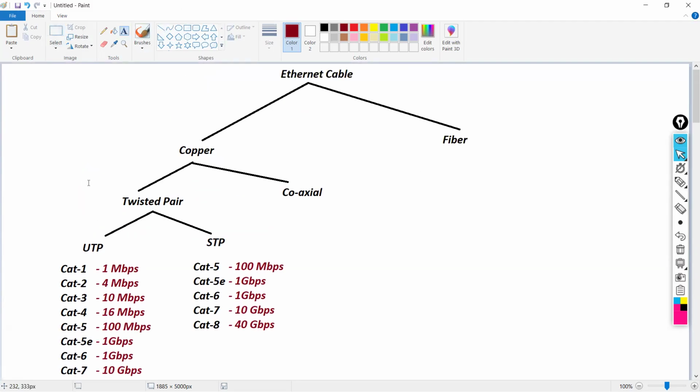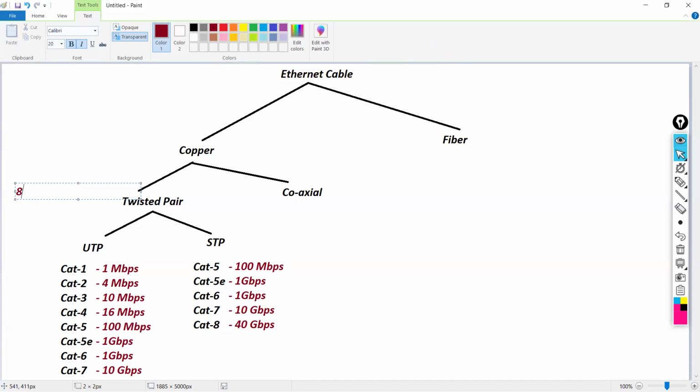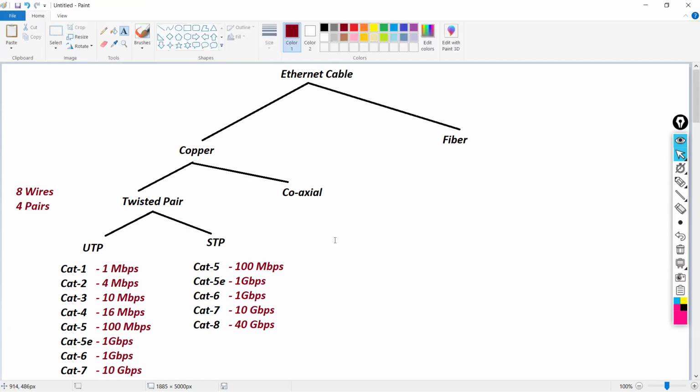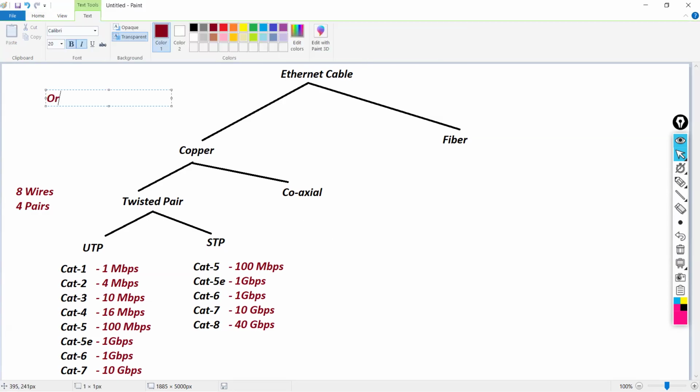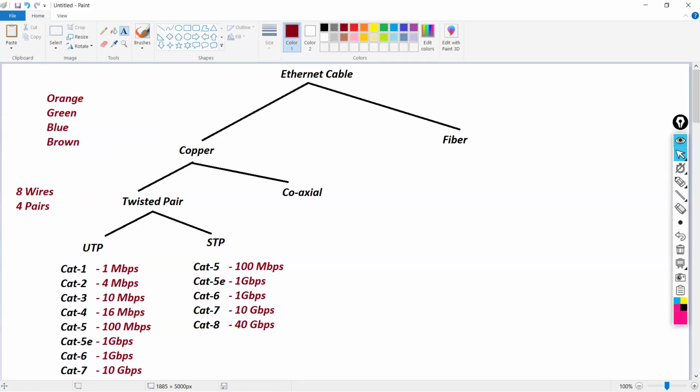Twisted pair, these are the cables which are having 8 wires. And pair means what? A group of 2. So that means total how many pairs will be there? 4 pairs. Okay, what are those pairs? So we have orange pair, we have green pair, we have blue pair, we have brown pair. These are the 4 pairs available. How do your twisted pair cable looks like and why their name is twisted pair? Let's understand.